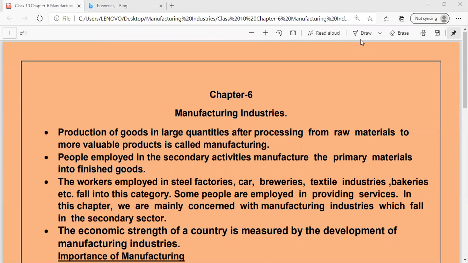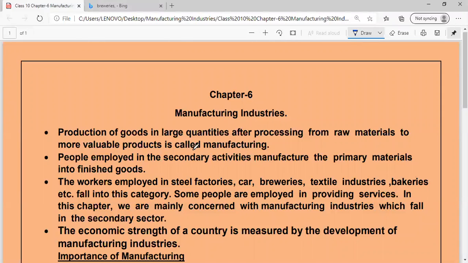Now, what do you mean by manufacturing? Production of goods in large quantities after processing from raw materials to more valuable products is called manufacturing. That is when we are transforming the basic raw materials into the more valuable products. That is what we call manufacturing.